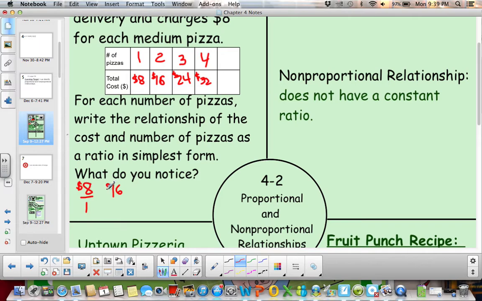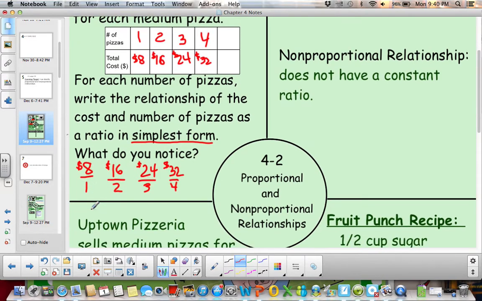Okay, so then we have $16 for 2, $24 for 3, and then $32 for 4. Let me make sure I get my labels on here correctly. So if I was going to simplify, because we're going to write our ratios in simplest form, 8 over 1 is 8. I'm just going to write it right here.